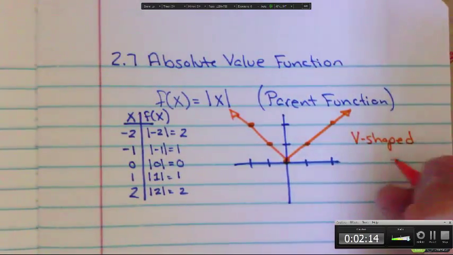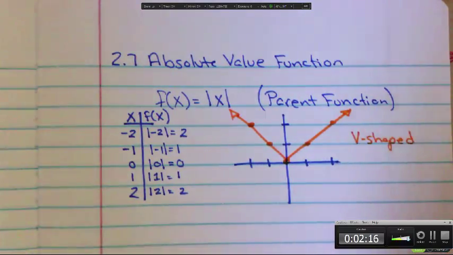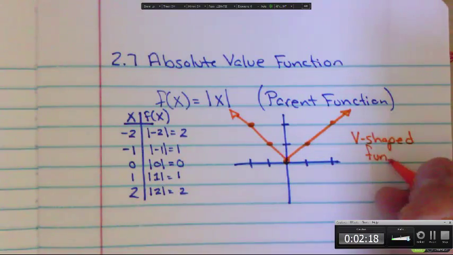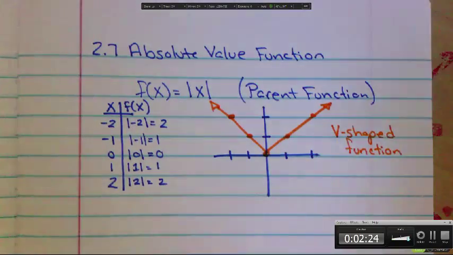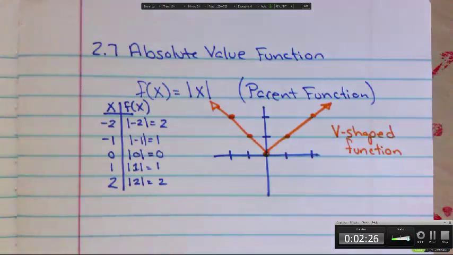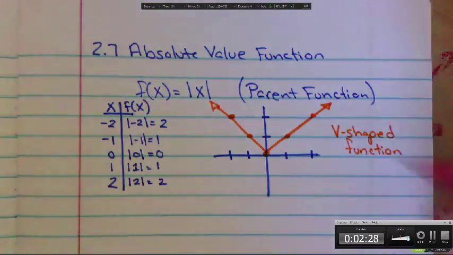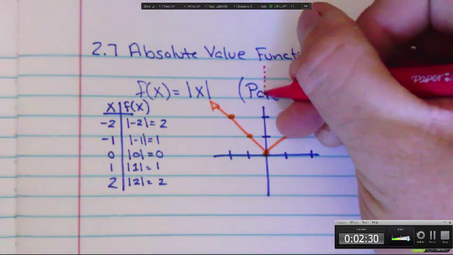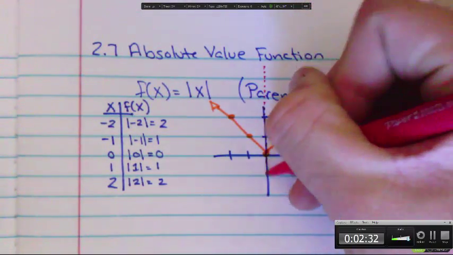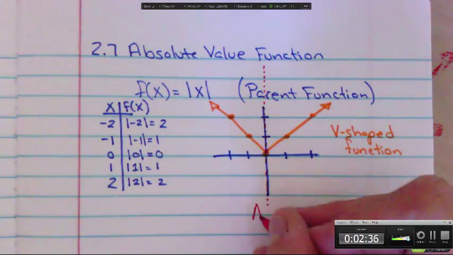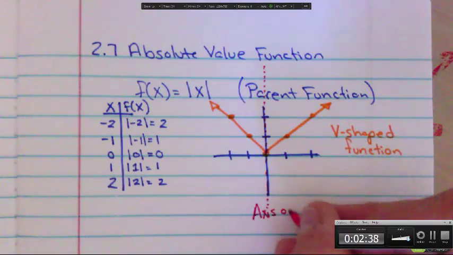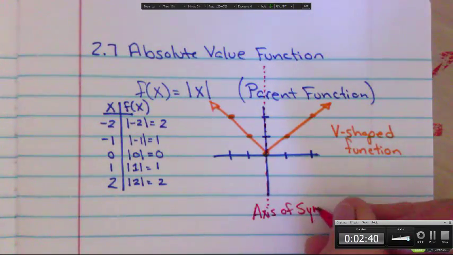If you remember from 2.6, the quadratic f of x equals x squared is a U-shaped function known as a parabola. This is a V-shaped function. And then there's a few common things to make note of. Just like with a parabola, there's an imaginary line that runs down the middle of the graph. This red dotted line that I have drawn is called the Axis of Symmetry.